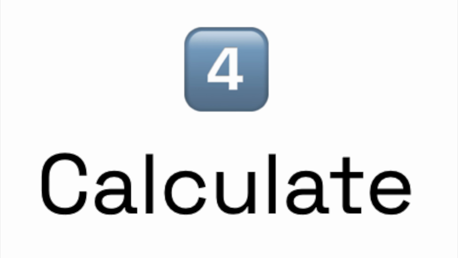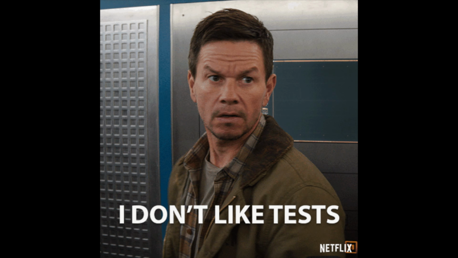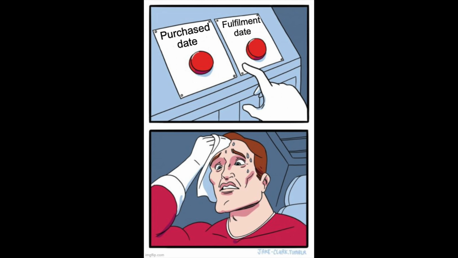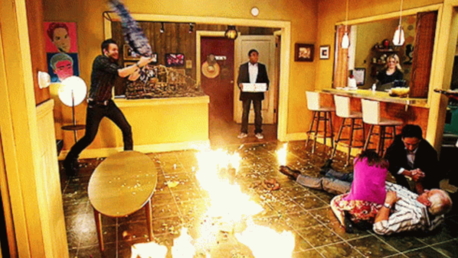Then you calculate the metrics. Spend divided by leads gives you cost per lead, unless some of those leads are test records. Revenue divided by spend gives you return on ad spend, unless marketing and finance use different revenue dates, currencies, or attribution rules. The arithmetic is easy. Agreeing on what belongs in the arithmetic is where civilization begins to collapse.